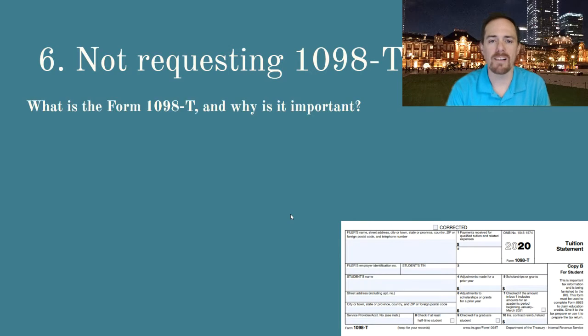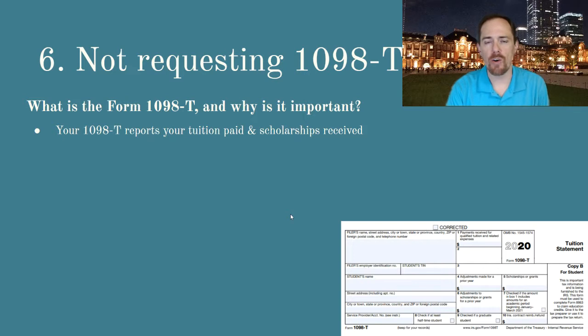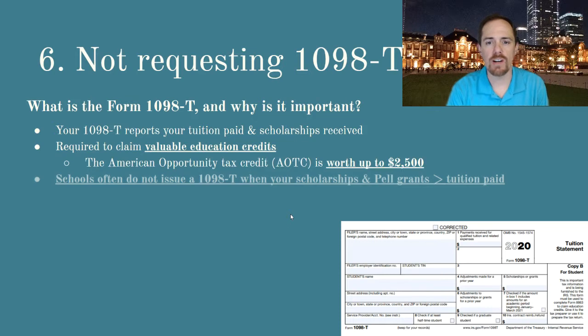So once again, why is this a mistake? The Form 1098-T is shown below on your screen right now, and it is a form that is issued by your college or university, and it reports how much you paid in tuition and how much scholarships and Pell Grants you received during the year. This form is required for you to claim valuable education credits like the American Opportunity Tax Credit, which is worth up to $2,500 every year. And I've talked in detail about it in my other videos. So you definitely want to have this form in order to claim this very valuable credit.